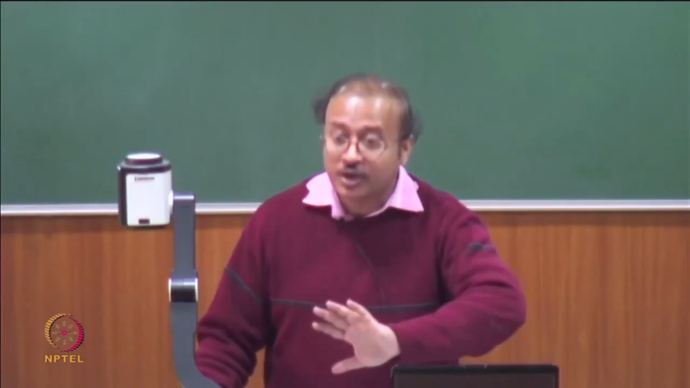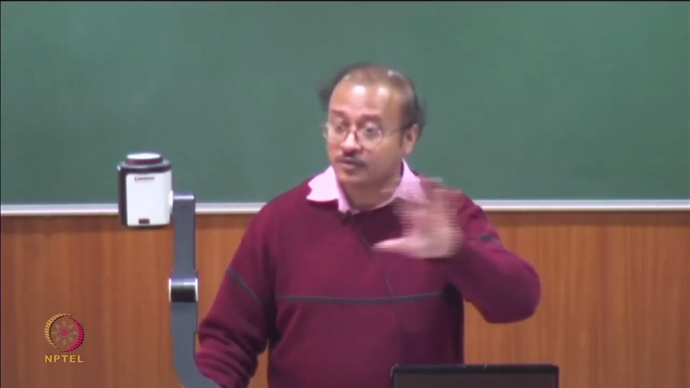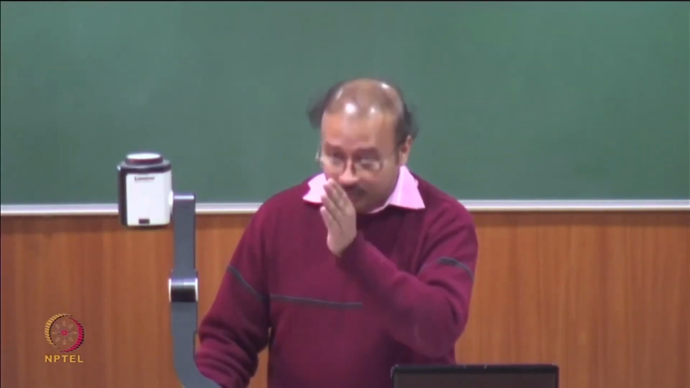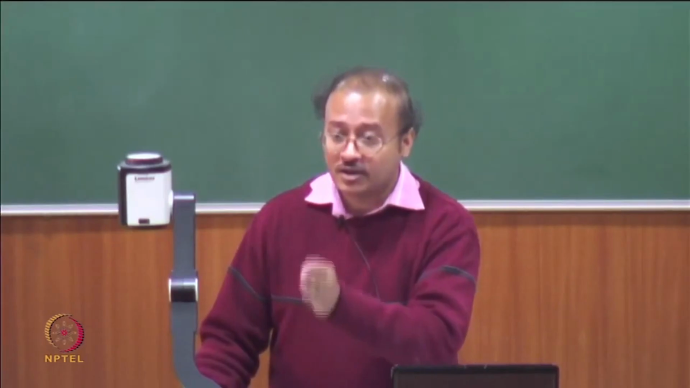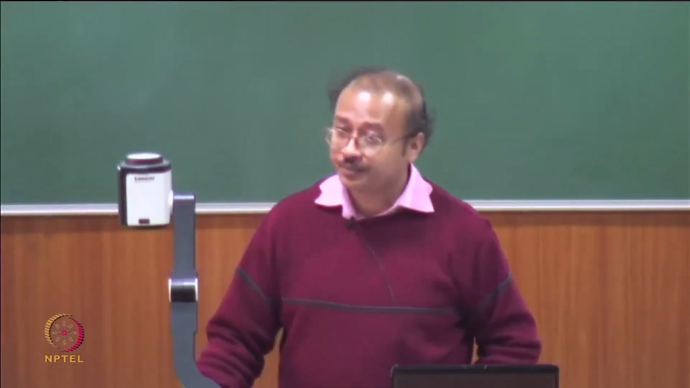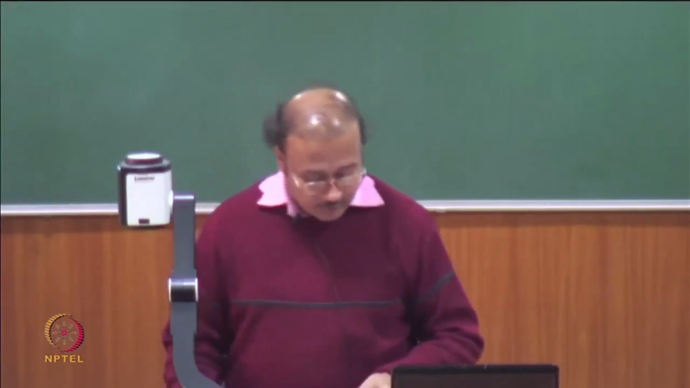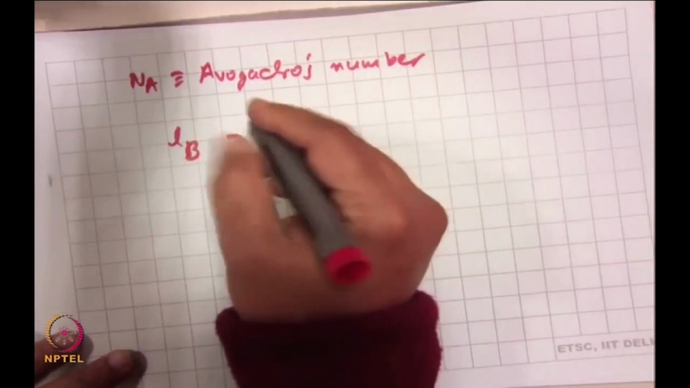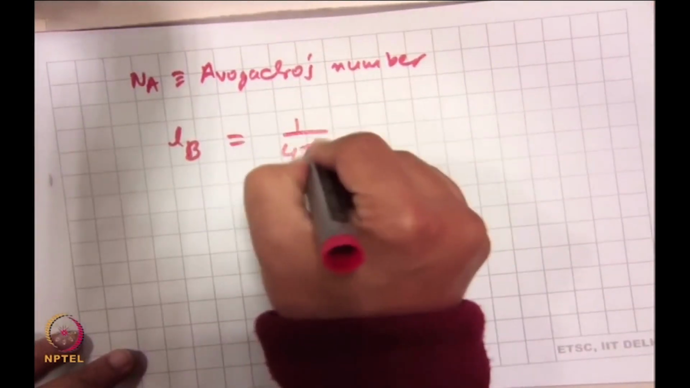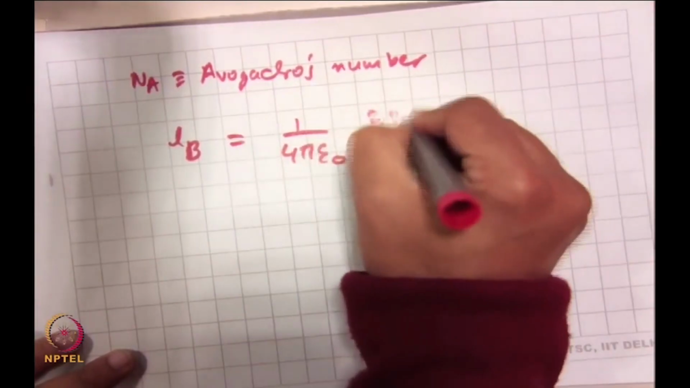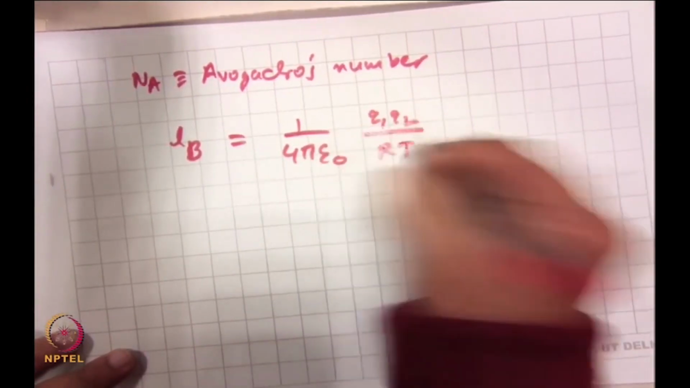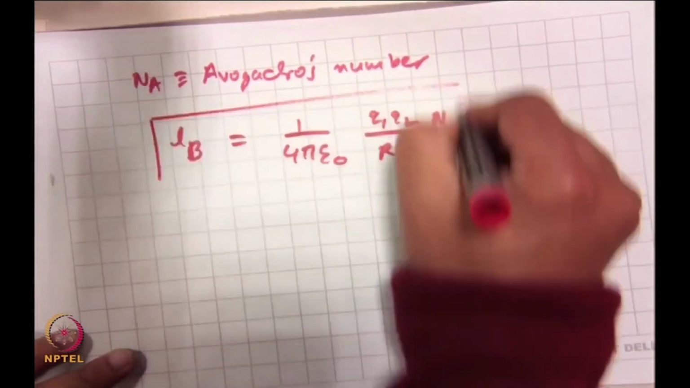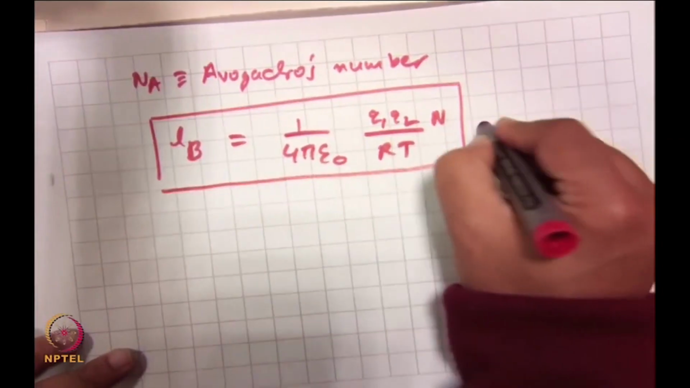That means whatever energy you are getting is essentially from the thermal surroundings. If you are not heating the system, at room temperature, then that is the length L_B where RT is equal to your V of R. Okay. So just to express L_B in terms of RT, I can write L_B is equal to 1 by 4 pi epsilon 0 Q1 Q2 over RT, times N. So this is a very well known and formal expression of the Bjerrum length.